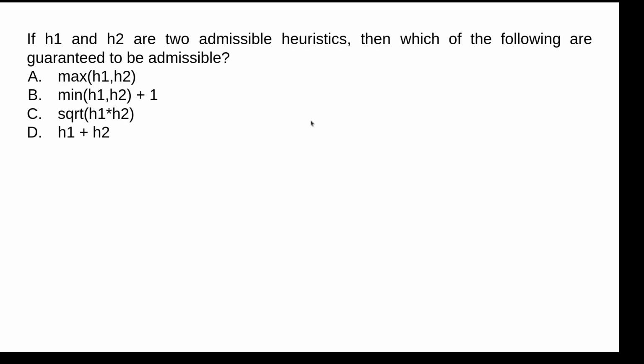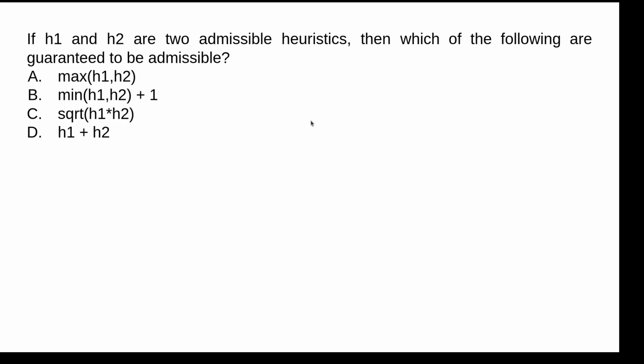So option A is correct, it will be admissible. Option B is, we cannot guarantee it will be admissible or not. Option C, we can see it is optimal, it is also admissible because there are two options, either they are equal or not. If they are equal, then you will get the same number. If h1 or h2 was admissible, then whatever number we get out of the square root is also admissible. If they are not equal, what does that mean?